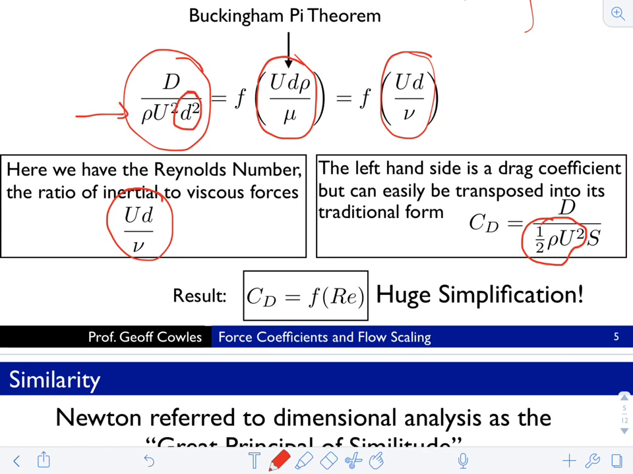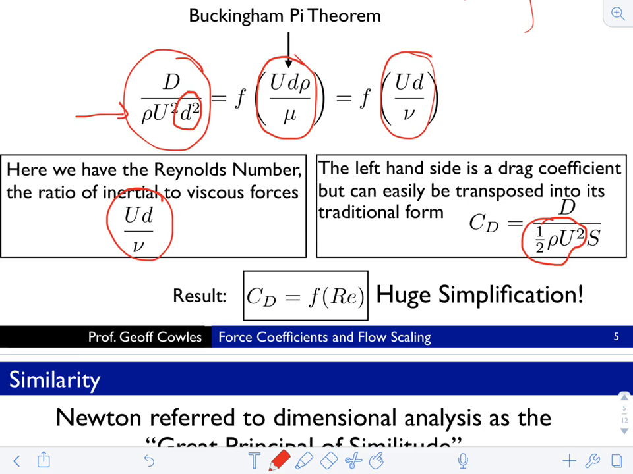So we need some length scale squared. We could use the diameter squared. We could use the surface area of the ball, or the sphere rather. We could use the cross-sectional area of the sphere. We could use the radius squared. There's lots of different options. And so again, this is a convention thing. On the last slide I'll show you how that convention varies among different fluid disciplines.